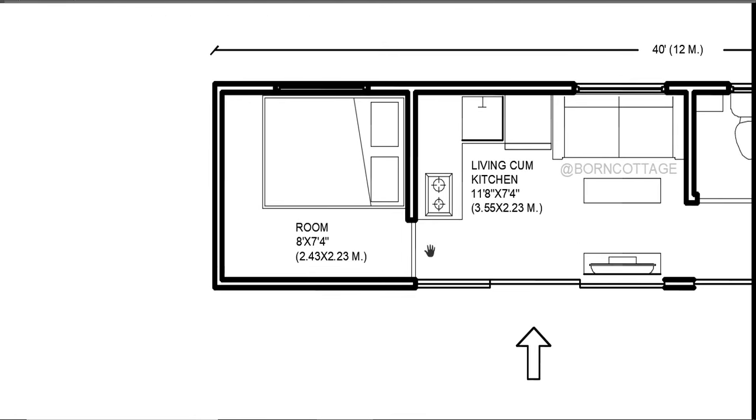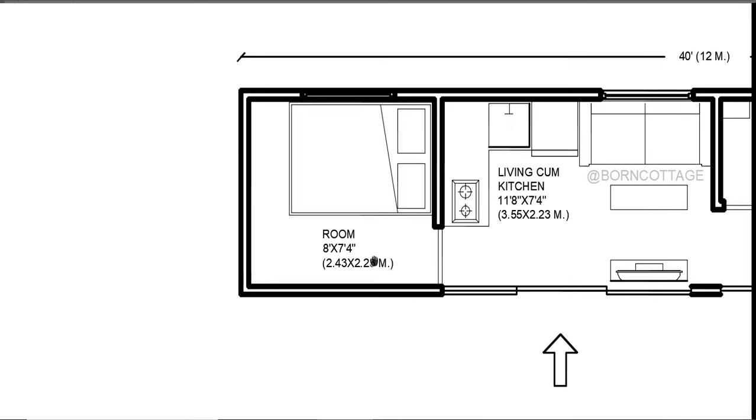So we have a living plus kitchen cum dining area. You can see here the sofa arrangement, tea table arrangement, TV on the front wall, and we have a kitchen cabinet with burner, sink and refrigerator arrangement. Also on the left side we have a bedroom here. You can see here the bed arrangement and a large size window for ventilation and light purpose of this room.